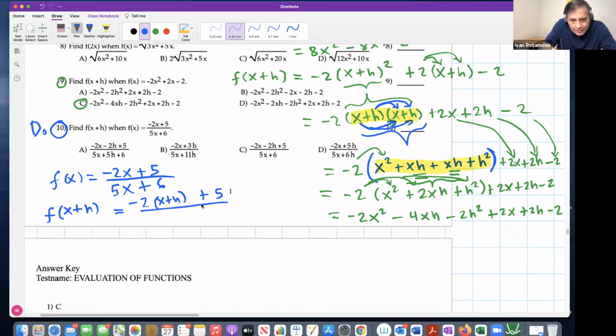So you're gonna do this, 5x plus h plus 6. Yeah, try to do that and figure out what's the answer. And then we will move to the last part, which is one-to-one functions.